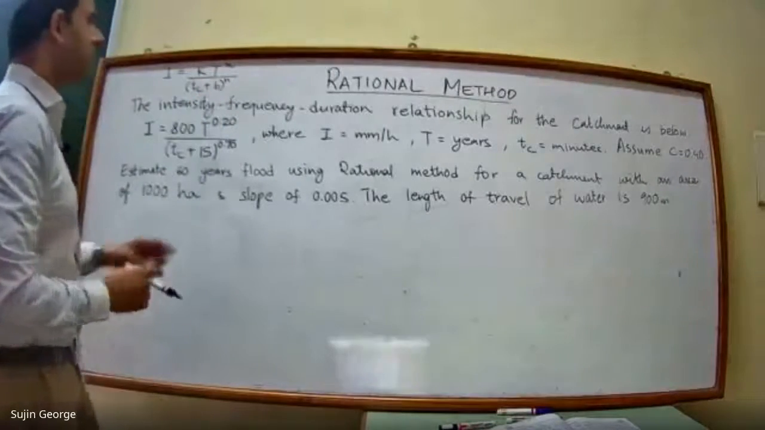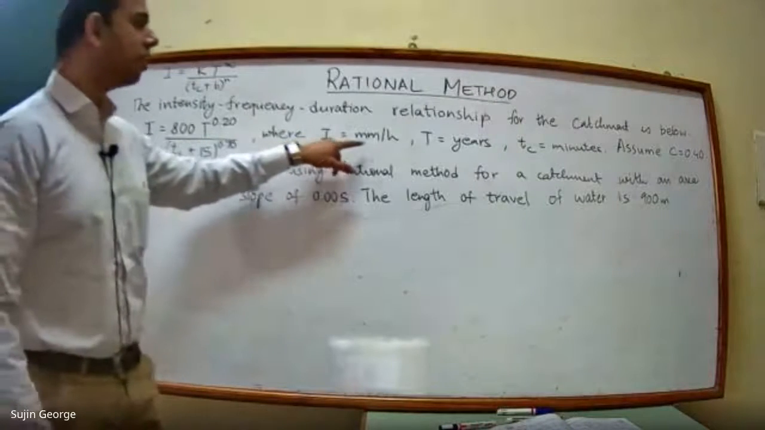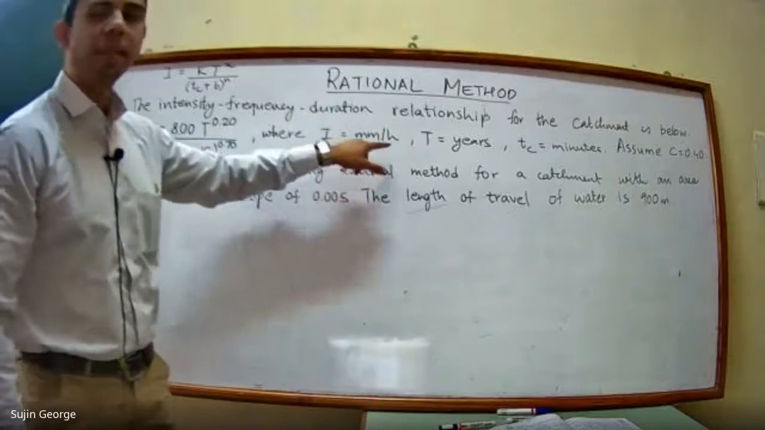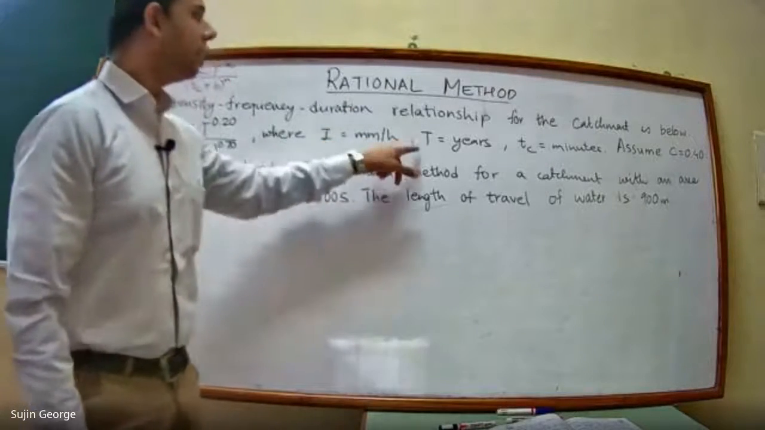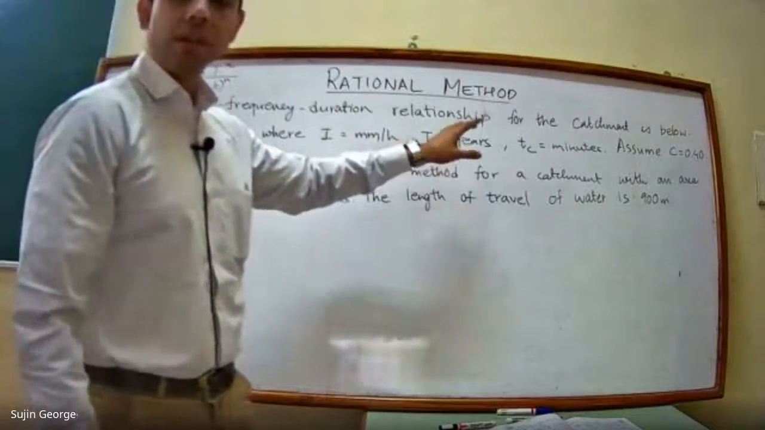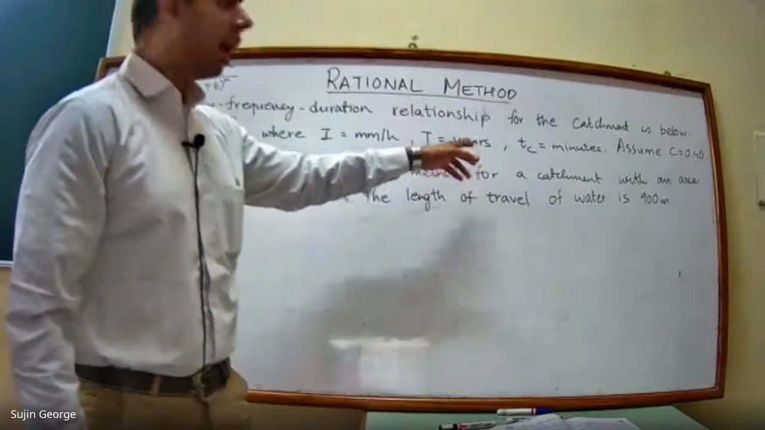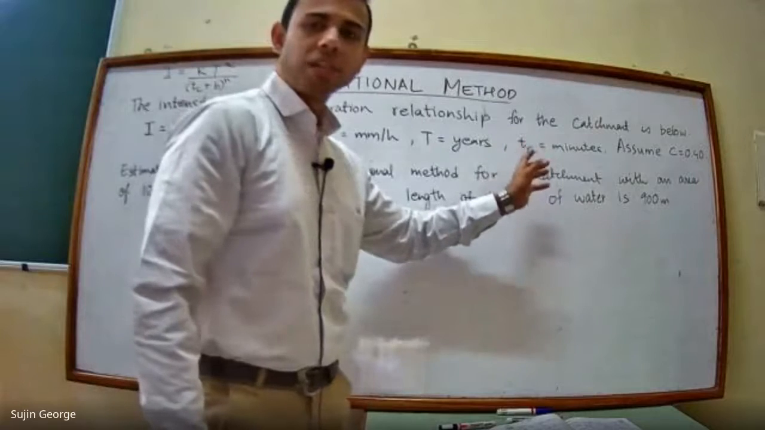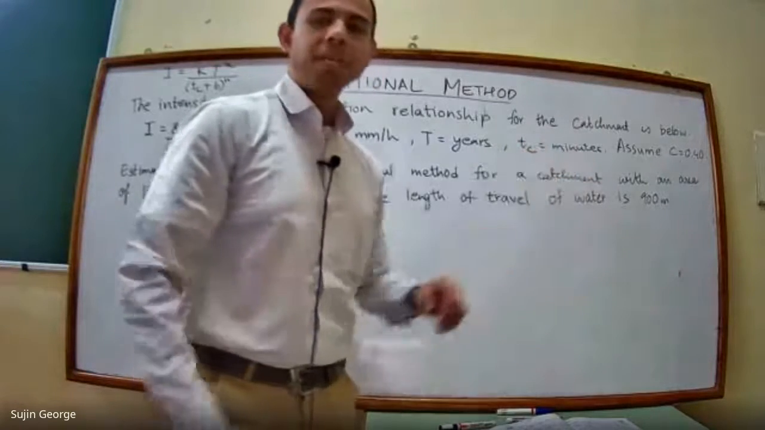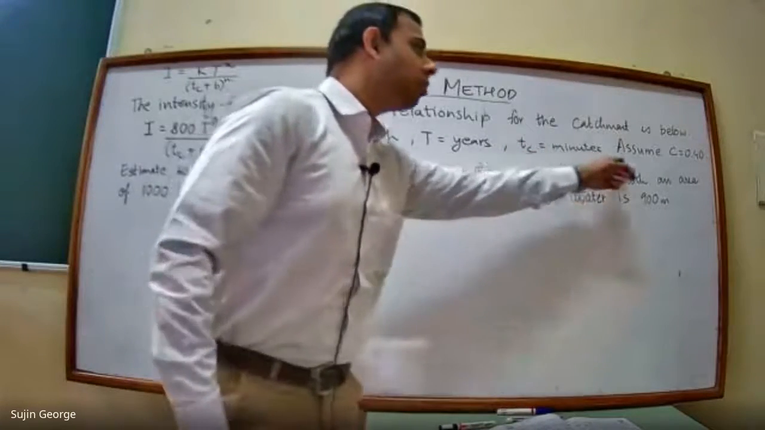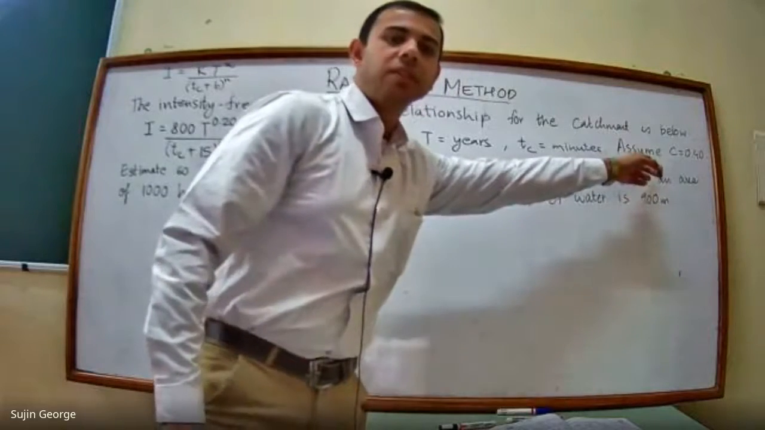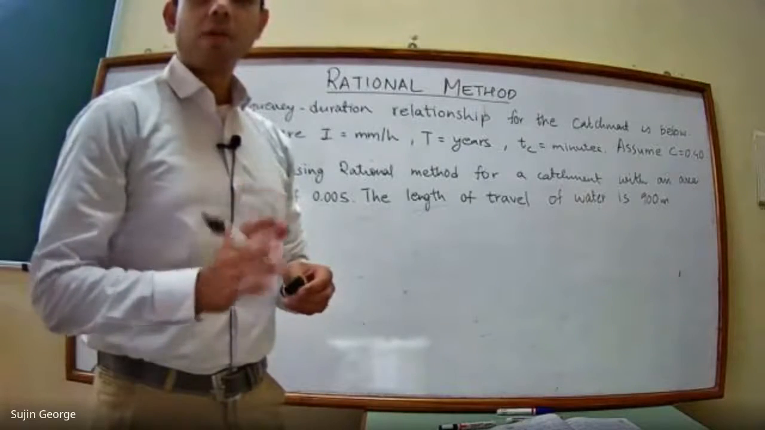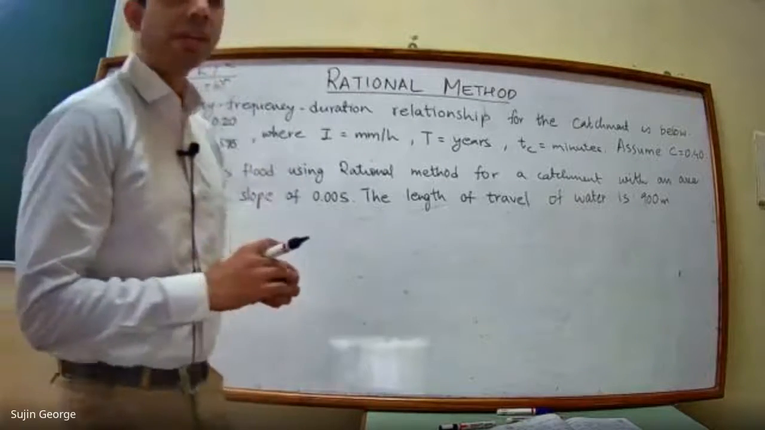Now, I is the rainfall intensity, and that is given in millimeter per hour. T is the return period or the frequency, and it is given in years. Tc is the time of concentration, and it is given in minutes. Assume runoff coefficient, that is C, is equal to 0.4.